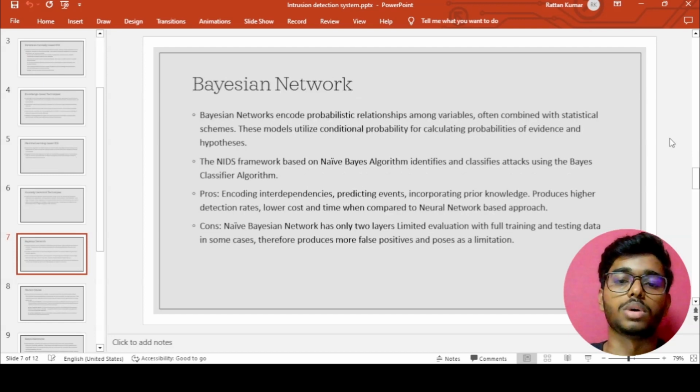First is the Bayesian network. So this comes under the machine learning classification of the IDS. So here we are finding the probability of it being a threat. So we have different parameters for each, like for example network traffic or network speed or something like that, and we give each one a weight or a value or a probability of how it affects the outcome.